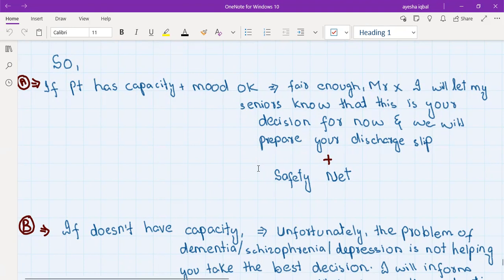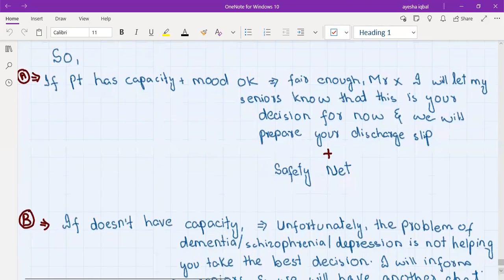And then you are going to safety net this patient as well. So he's not willing to receive treatment now, but you are going to safety net him and tell him that if you go home and your condition worsens, then please do not hesitate to come back. You can always call 999 or come to the emergency department if you are not feeling well. So please safety net him and tell him not to hesitate if he has to come again.